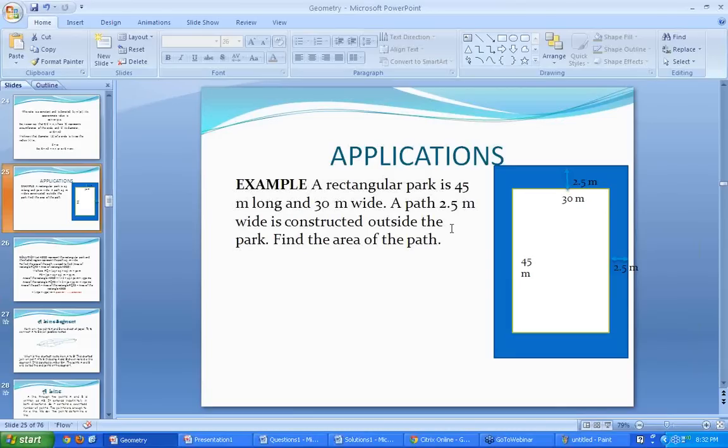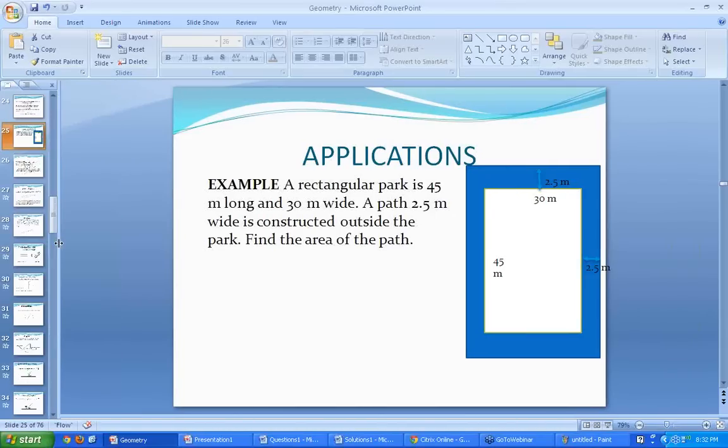Anyways, now we have a question for you. Try calculating this and get me the answer. A rectangular park is 45 meter long and 30 meter wide. A path 2.5 meter wide is constructed outside the park. Find the area.